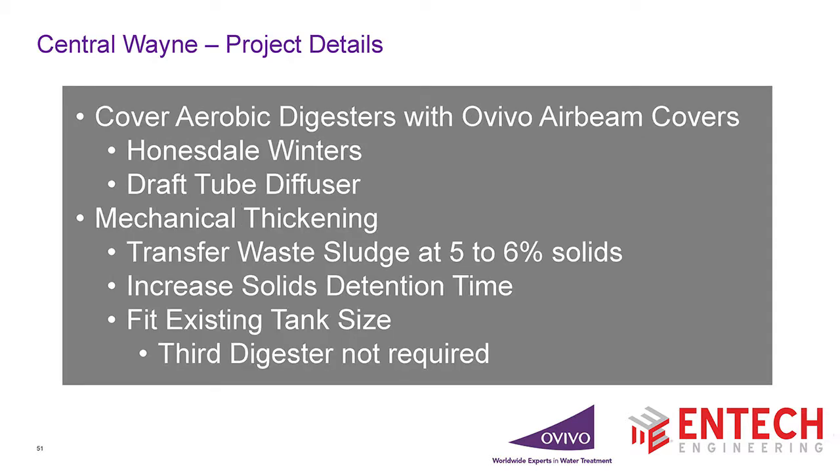So we covered them with the Ovivo air beam. We used the draft tube diffuser, and with our thickening, we were wasting 5 to 6% solids into this digester to increase our solids detention time. And we actually did the calculation backwards. We figured, how thick did we have to make the solids to only need 2 digester tanks instead of building a third one? That's why we were wasting at 5 to 6% solids. Next one, Brian.